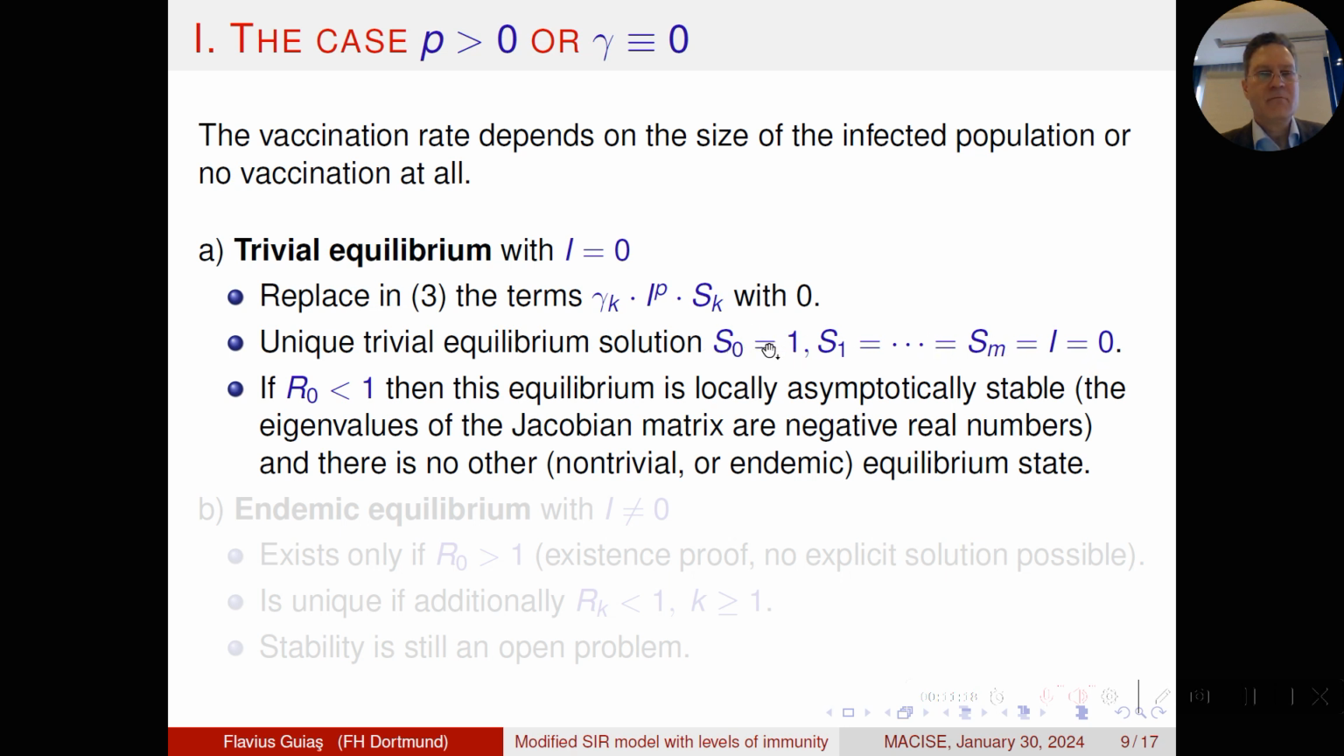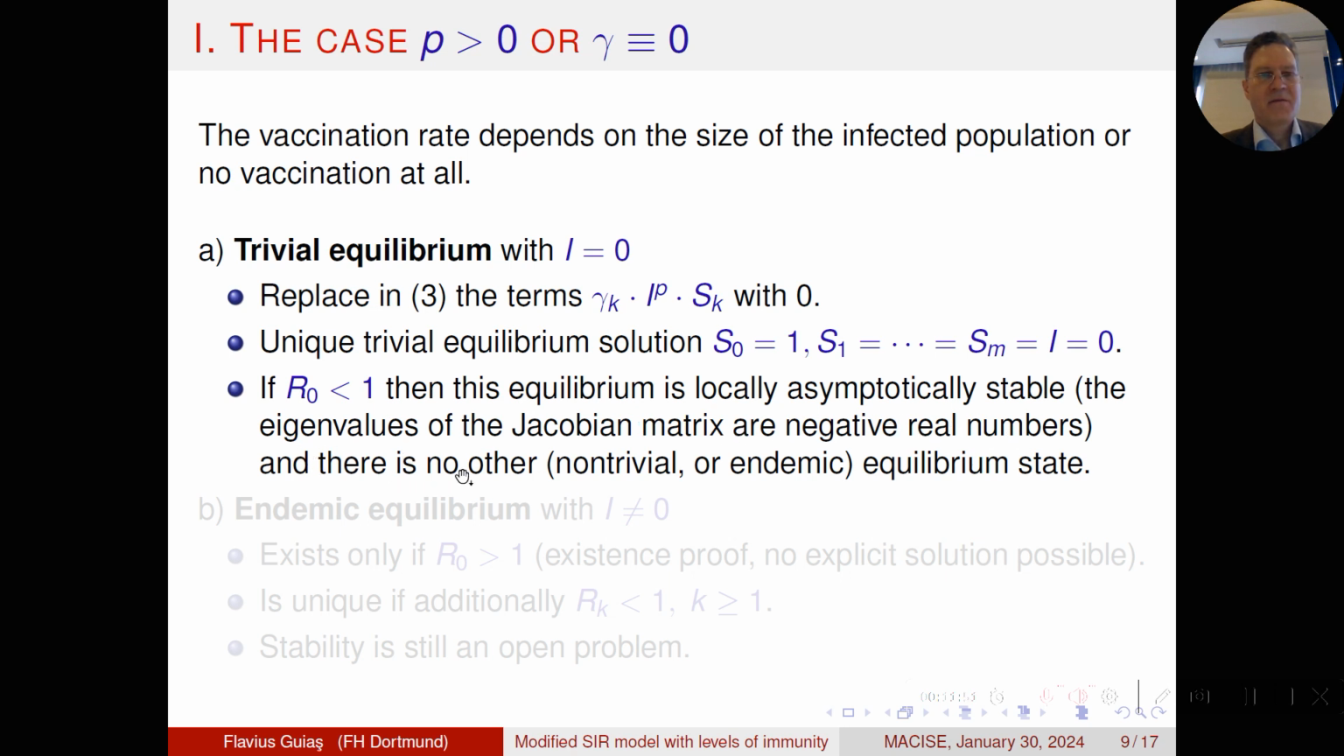In this case, we have only this equilibrium solution. All people are on the lowest level of immunity, because if they have no infections, they don't vaccinate, and if there are no infections, they don't get infected. So basically, all would stay in the lowest level of immunity, and that's it. But now it's the question of stability. If R0 is less than 1, then this equilibrium is locally asymptotically stable, because you can compute the eigenvalues of this matrix, which I showed you, and they are all negative and also real numbers.